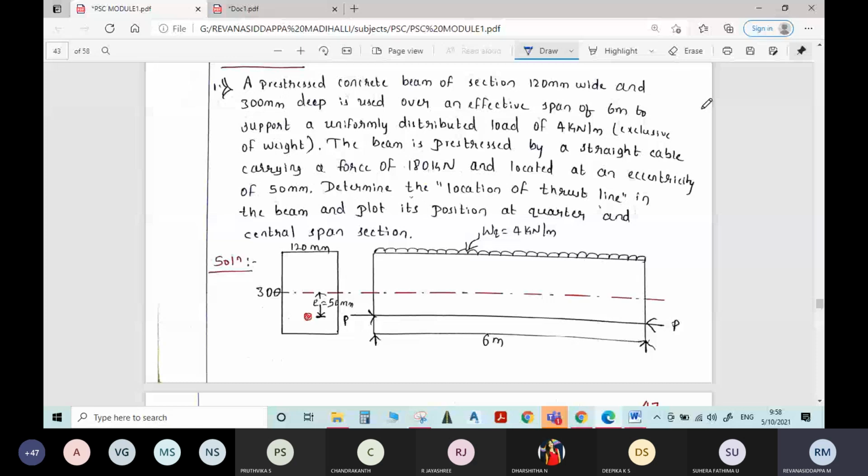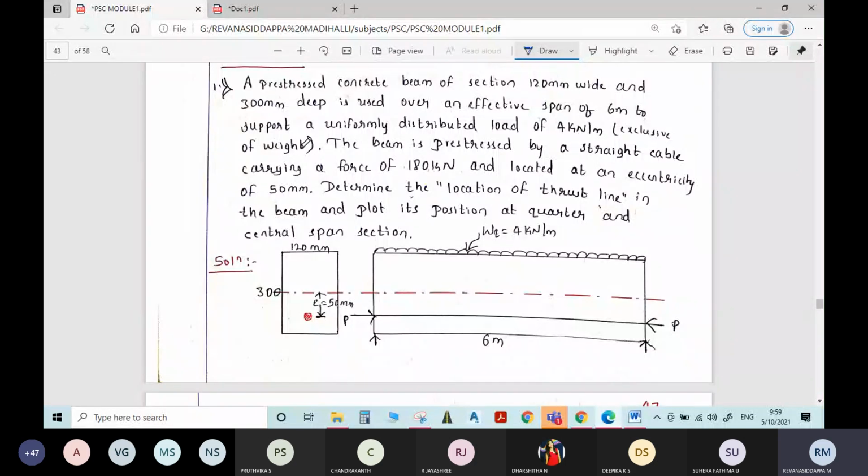Okay, we'll solve the problem. First, you go through it once. The pre-stressed concrete beam of section 120 mm wide and 300 mm deep. The sectional dimensions are given. Over an effective span, and a UDL over the beam is given, which is inclusive of self-weight. No need to separately find the self-weight.